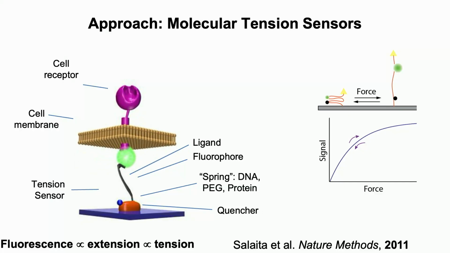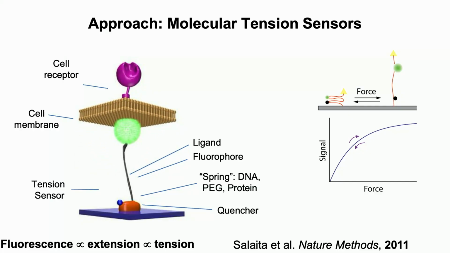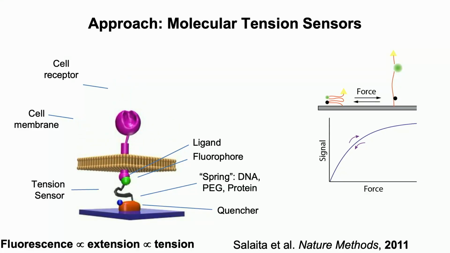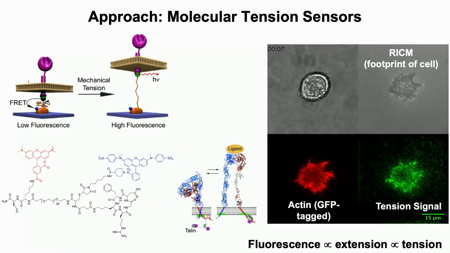Okay, so when we started with these methods, we started with polyethylene glycol linkers because they're like entropic springs. And they essentially show functions like this. It's an analog function. So more force, more extension, and you can get a signal. Let me show you an example of this.